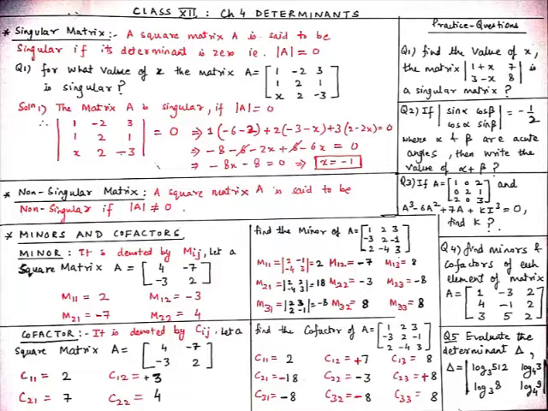And now for C21, take A21 element, which is minus 3, and now hide R2 and C1 completely. So the remaining element which left is minus 7. So C21 equal to minus 7, but we know that 2 plus 1 equal to 3, which is odd. So we will take negative. So minus of 7 will become plus 7. And now we'll find C22 element. So take A22 element, which is 2, and now hide R2 and C2 completely. So the element which we get here is 4. So C22 equal to 4.